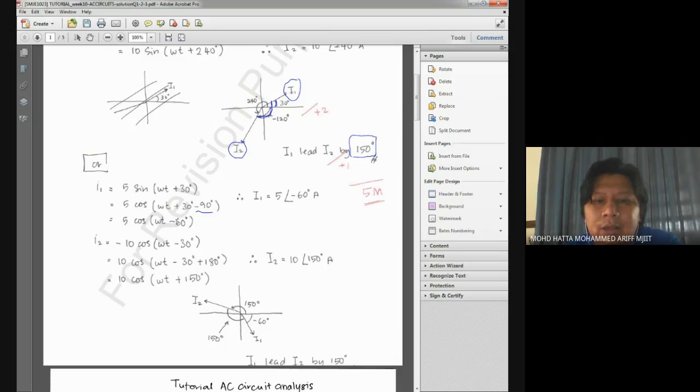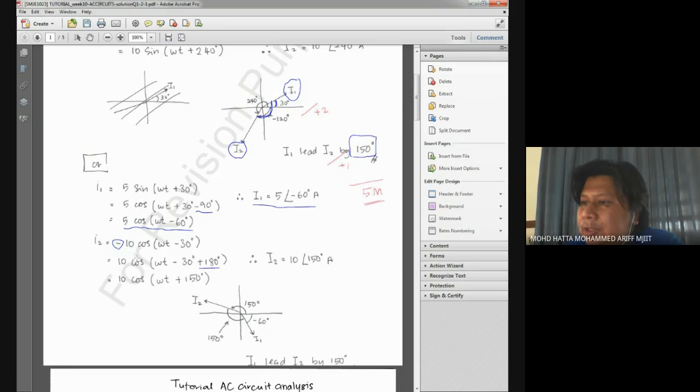So here, my I1 can be written as 5 cos(omega t minus 60 degrees), and in phasor form it is given by this 5 with the angle of negative 60. And for I2, we have a negative sign at the front of the equation. So I need to remove this one. To remove the negative sign, I need to add 180 degrees.